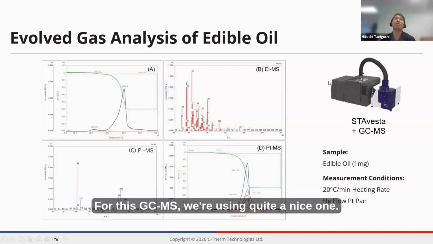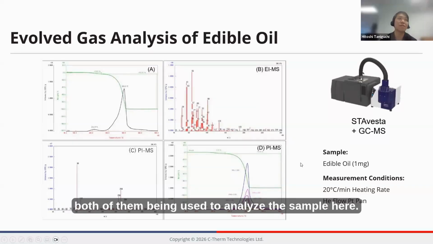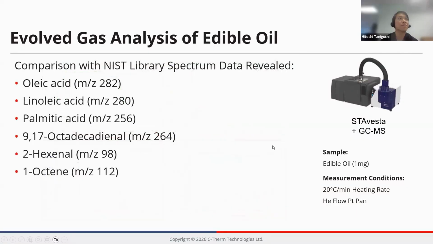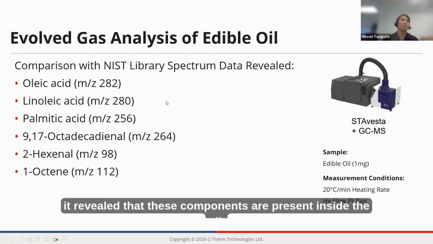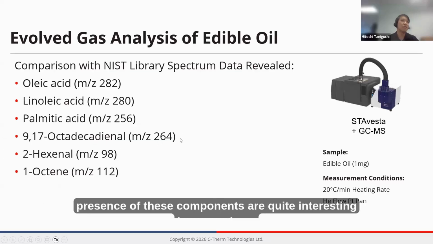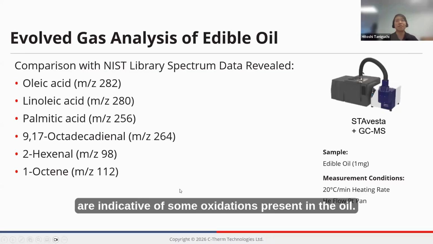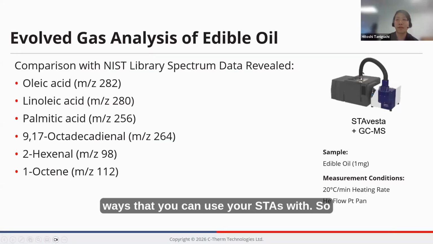For this GCMS, we're using quite a nice one. So you're seeing electron ionization and photon ionization, both of them being used to analyze the sample here. Once we compared the spectrums we got with the NIST library spectrum data, it revealed that these components were present inside the oil, and the presence of these components is quite interesting because they are indicative of some oxidation present in the oil. So this is one of the interesting ways that you can use your STAs.